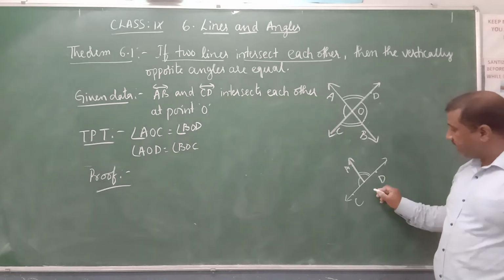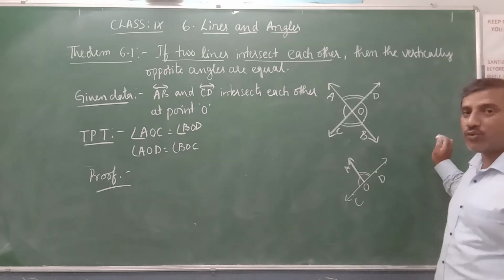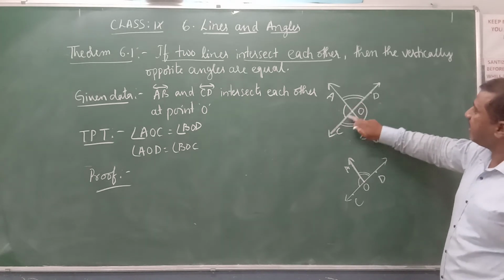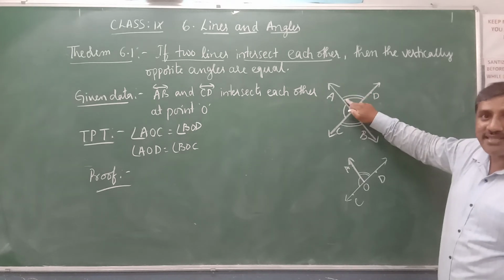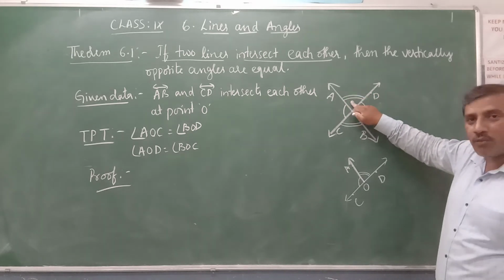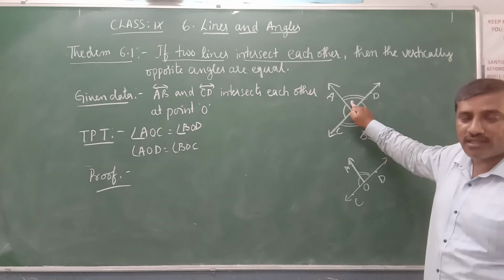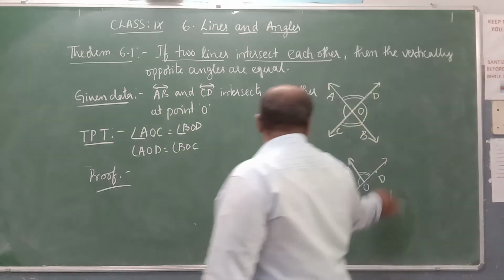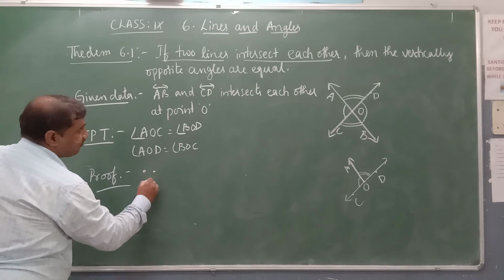What are the two angles? They are angle AOC and angle AOD. What do we call these two angles? They are lying on the same straight line and have a common arm. They are adjacent angles and they form 180 degrees, and we call them a linear pair of angles.